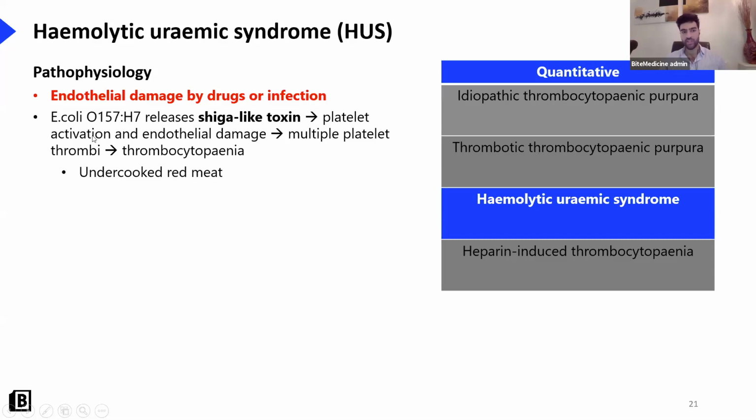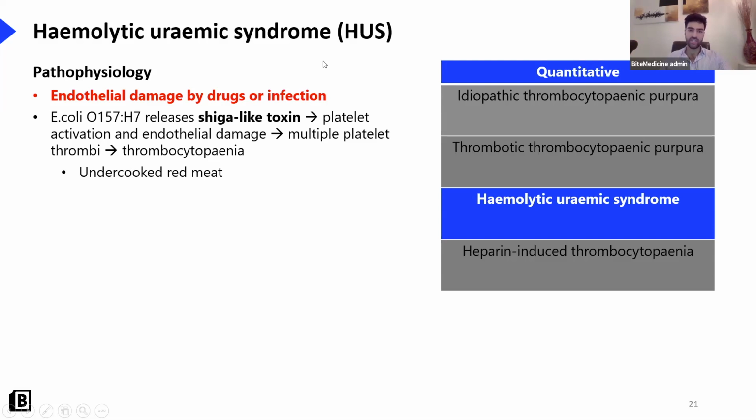You then, because you're having platelet activation and damage to the endothelium, you're going to get platelet aggregation and multiple platelet thrombi forming. You're going to get multiple blood clots forming around the body. And much like TTP, a lot of your platelets will be consumed in those blood clots, and you end up thrombocytopenic. So the most common culprit for this organism is eating undercooked red meat. So make sure you cook your meat properly.